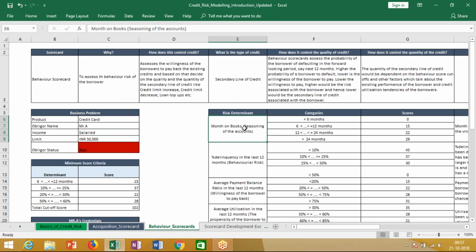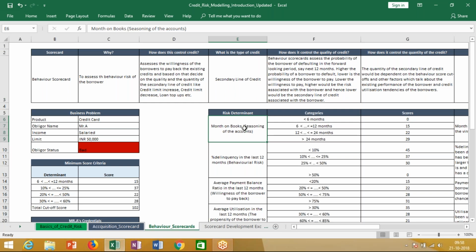Okay. So we have a credit card product over here, right? So there is a borrower, Mr. A, who is a salaried person, right? And he wants to apply for a credit card with a limit of rupees 50,000, right?